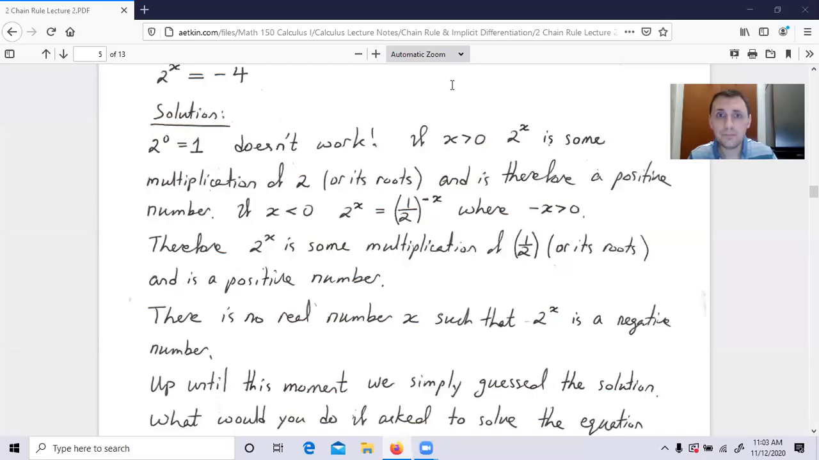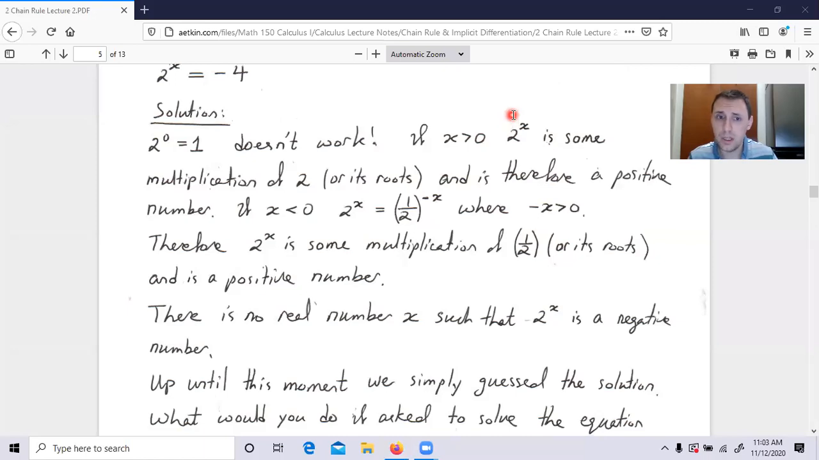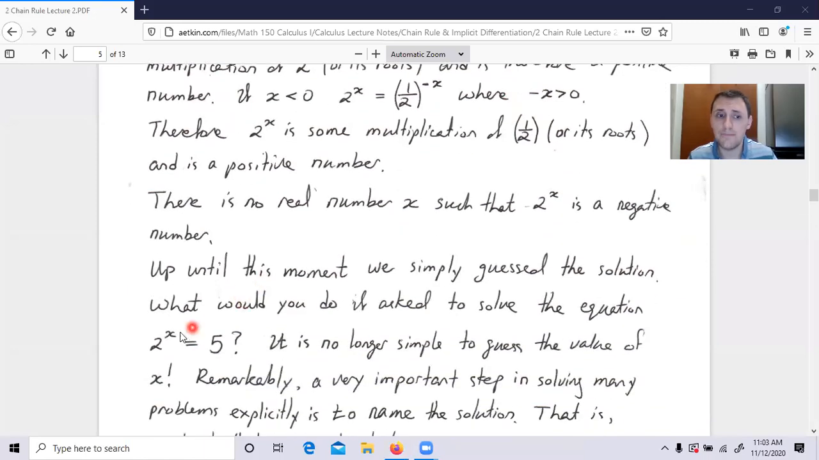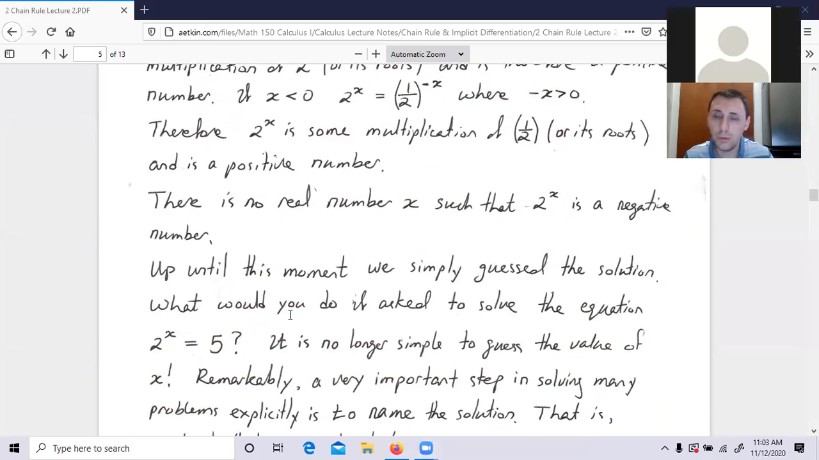So here is where we left last time. We spoke about solving equations of the form 2 to the power of x equal to 5. Let's see if you remember what solution we offered. Would anyone here type in the comments what's the solution to 2 to the x equal to 5, please?